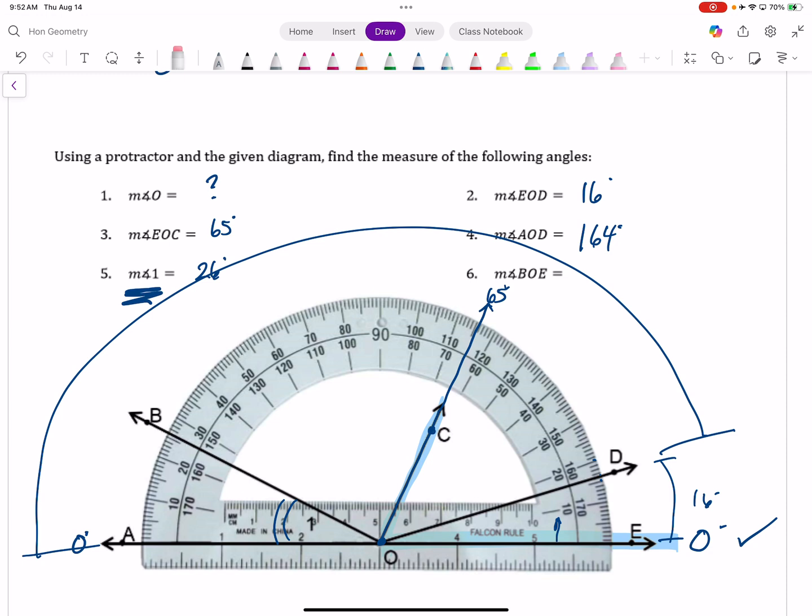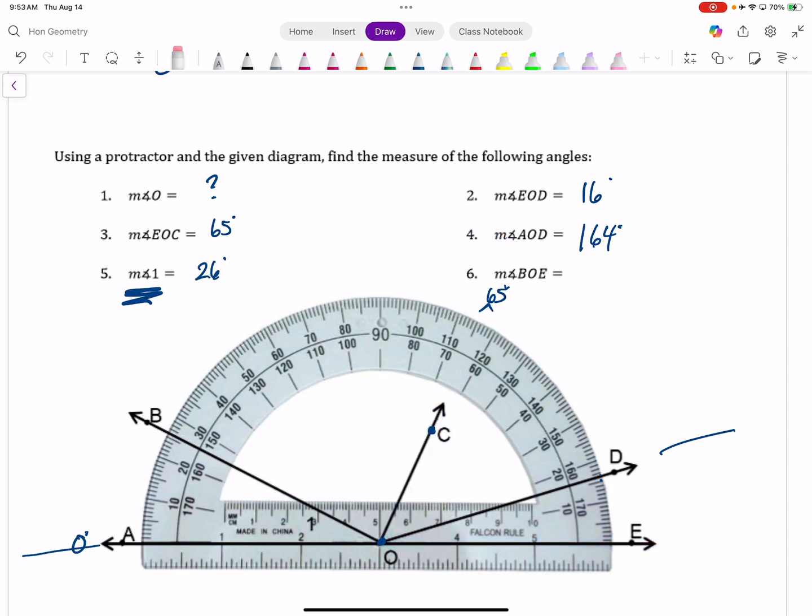And then last one, let me erase all this stuff that I scribbled on here. We want to know the measure of angle BOE. So BOE, counting this as 0 degrees. Oh, I guess I could use what I got for angle 1 a minute ago. So just subtract 180 minus 26. Or we could also just look at the protractor. It looks like 154 degrees.